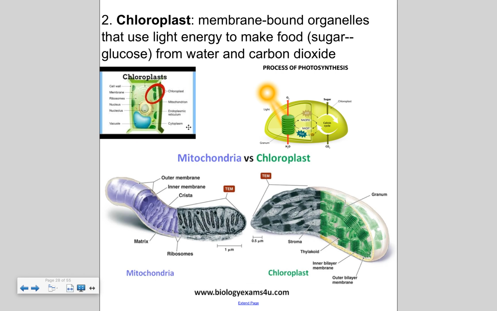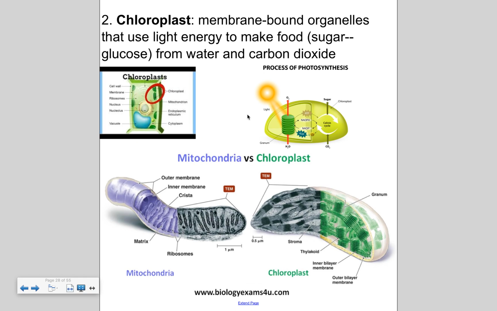Now, another organelle that's only found in plant cells and maybe some bacteria cells is the chloroplast. So this organelle can also make energy. It is a membrane-bound organelle, but instead of making ATP, it captures light. So it's kind of like a solar panel. It captures light to make food, in this case sugar or glucose. It also needs water and CO2 to do this. So light with water and carbon dioxide, they can make their own food.